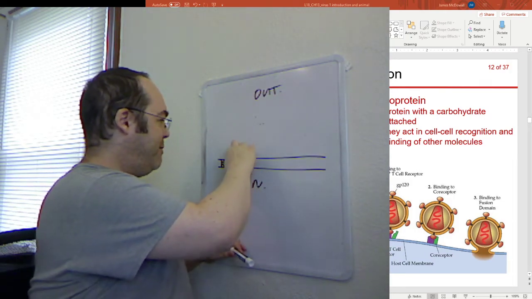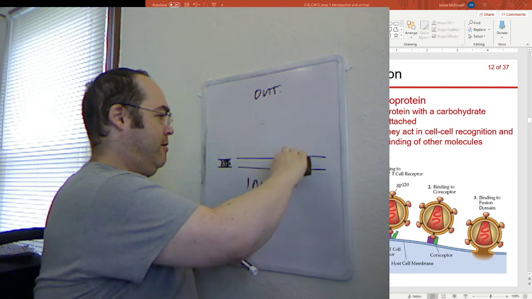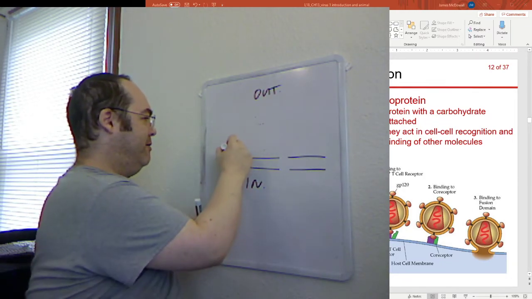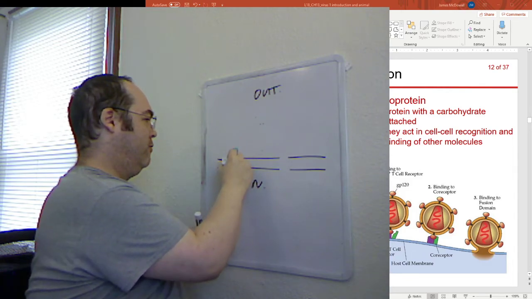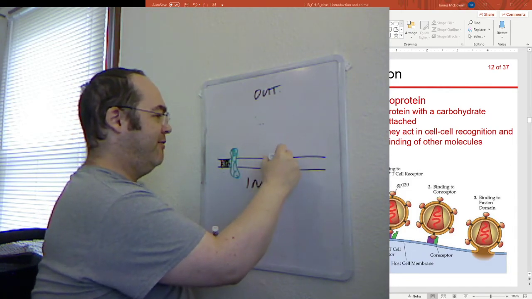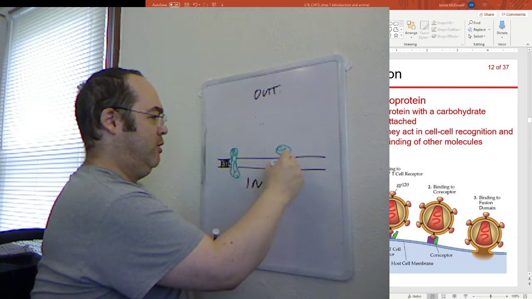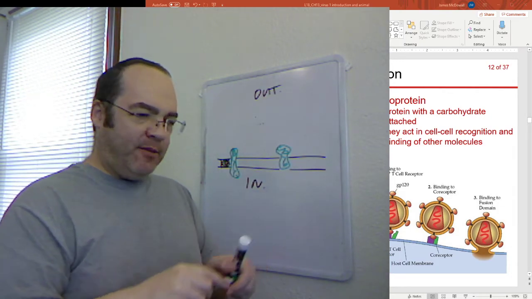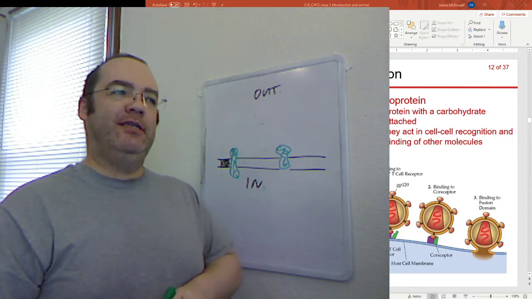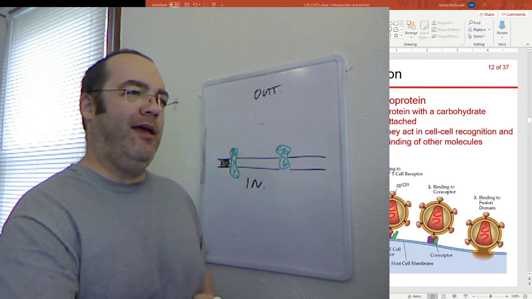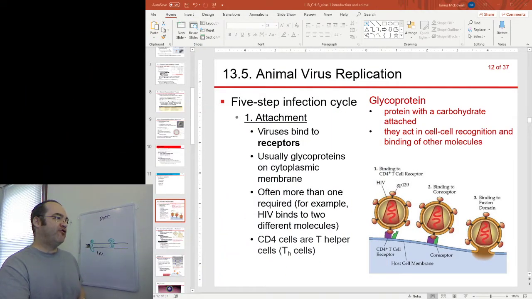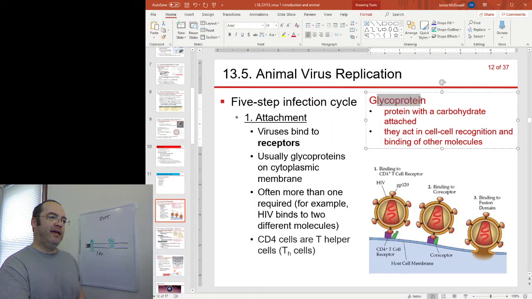stuck into the membrane, sometimes going across the membrane, sometimes just kind of embedded in the membrane. We have proteins. And sometimes those proteins have stuff stuck on them too. And one important kind of structure on a cell surface is a glycoprotein.